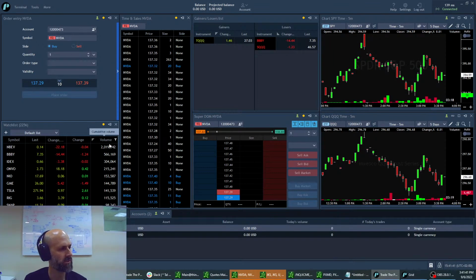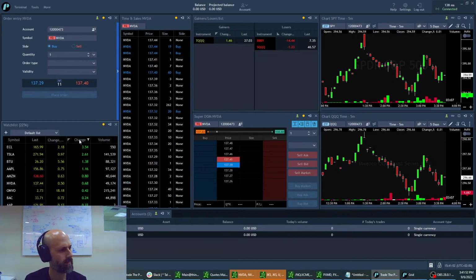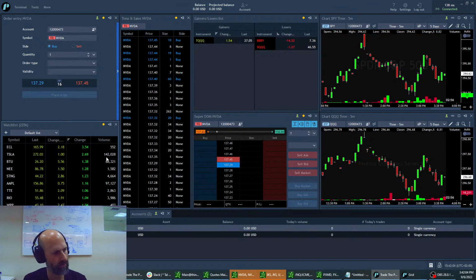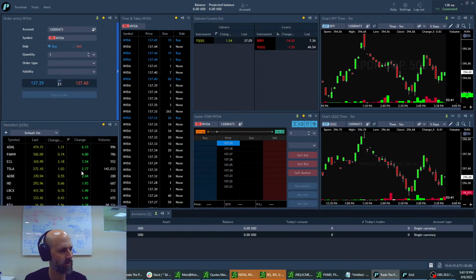We can sort the table either by volume or by change, either percentage change or just dollar change. So when I'm doing that, you can see that, for example, Tesla is already up $2.6. Not a lot of volume, so just a normal day at Tesla. But on other days, you might see half a million shares or even a million shares, like 30, 40 minutes before the opening bell. And you will probably see also a change of a little bit more than those $2.7.